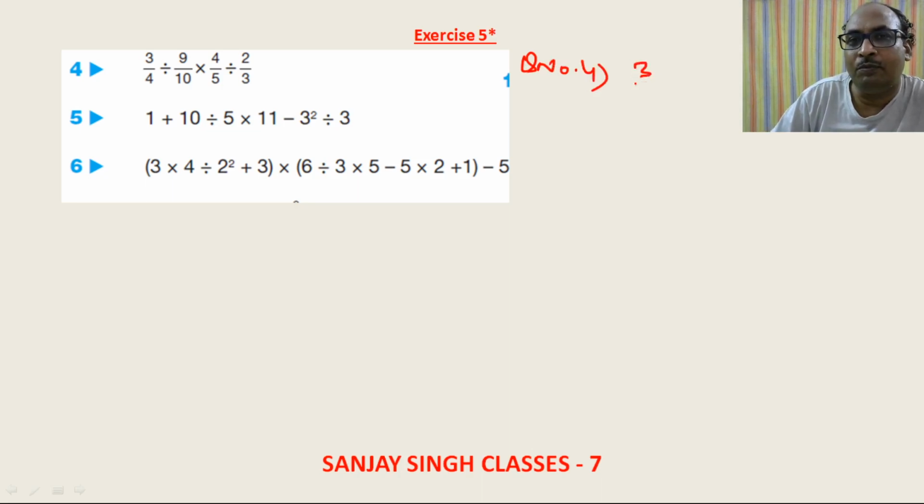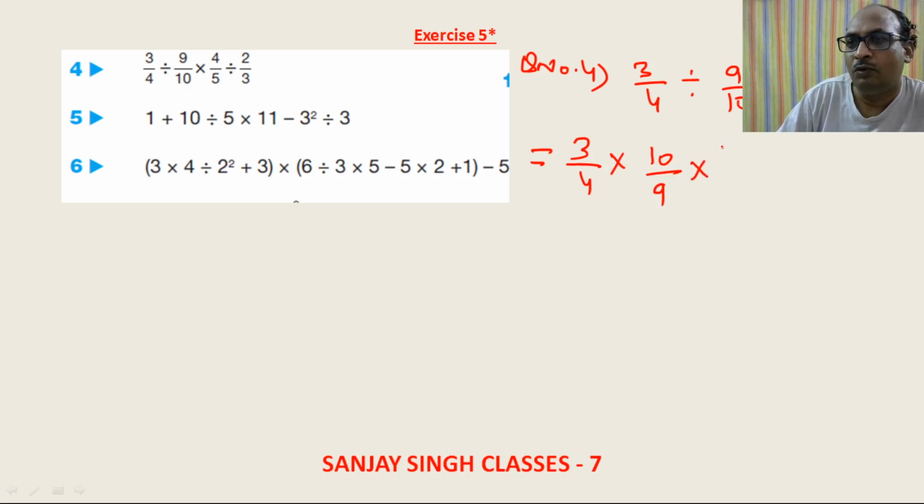So 3 by 4 divided by 9 by 10 into 4 by 5 divided by 2 by 3. This will be giving to us as 3 by 4. Okay, so the division part we need to do first. So 3 by 4 into, it will become 10 by 9, right? Then again into 4 by 5 will be as it is. Then again into, it is 3 by 2.